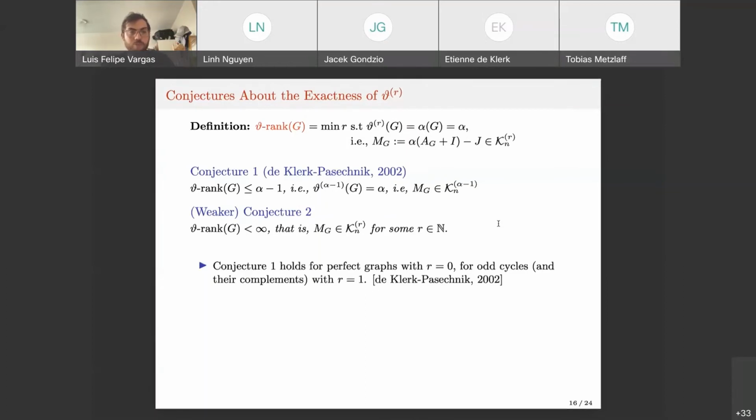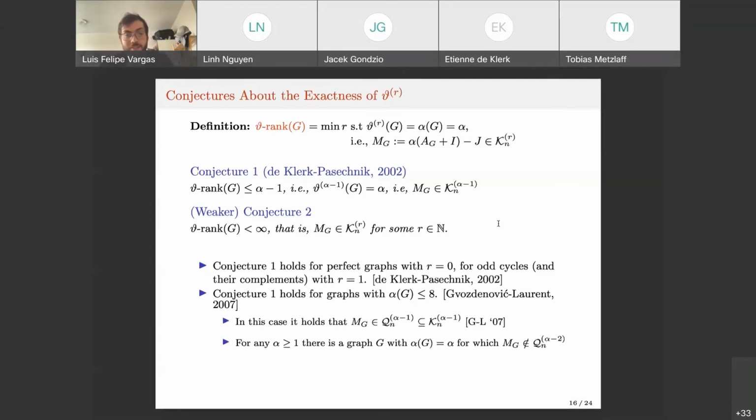Some known results are that conjecture 1 holds for perfect graphs with r equal to 0, and for odd cycles with r equal to 1, and their complements also. Conjecture 1 also holds for graphs with stability number at most 8. It was proved in 2007. And in this case, it's even true that the matrix M_G belongs to the cone Q_{alpha minus 1}, which is contained in the cone K_{alpha minus 1}.